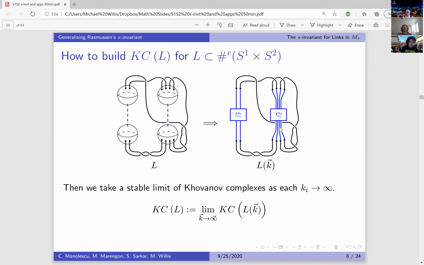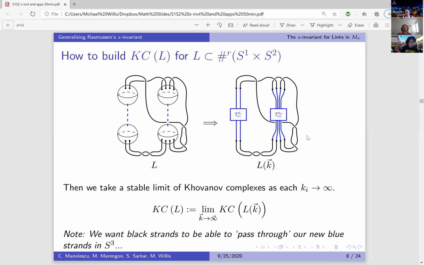And of course, there are other isotopies in S1 cross S2 that are not so immediately clear in S3. Like in S1 cross S2, I could take a strand and pass it through the handle. And the result over here would be adding more blue strands, twisting them all together. So I don't want to draw all these things, but the key part of this is that you need the black strands to be able to pass through the blue ones in the three sphere if you want this to really be a link invariant.